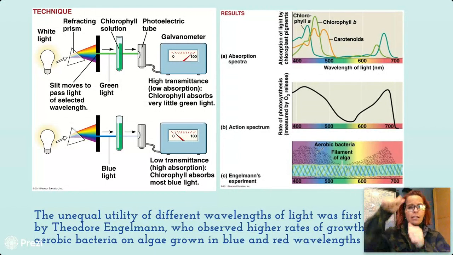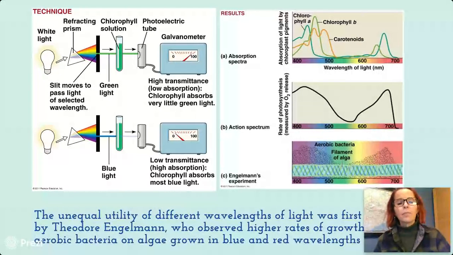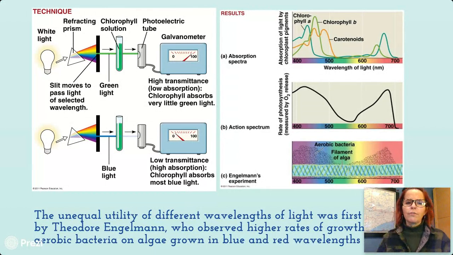Now in the second image, we change where that slit is, and this time we only allow blue light through. Blue light is one of the light colors that is good for the chlorophylls, so it absorbs. So when we pass it through the test tube that's full of chlorophyll, it absorbs that blue light. Very little light passes through to the photoelectric tube, and it's registered very low on the galvanometer.